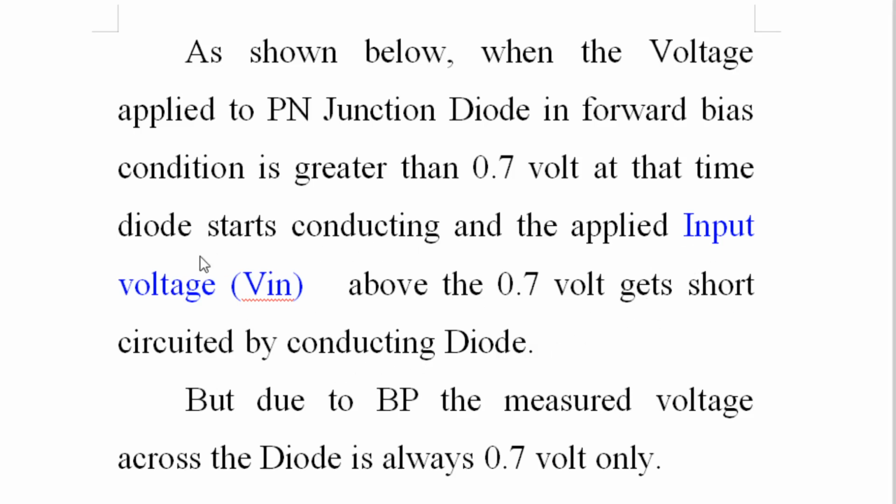And this is a very important factor. Up to 0.7 volt the diode was not conducting, but after 0.7 volt of the applied input voltage, the diode conducts. And when the diode conducts, the voltage above 0.7 volt becomes short circuited by the conducting diode. Due to barrier potential, the measured voltage across the diode is always 0.7 volt only.